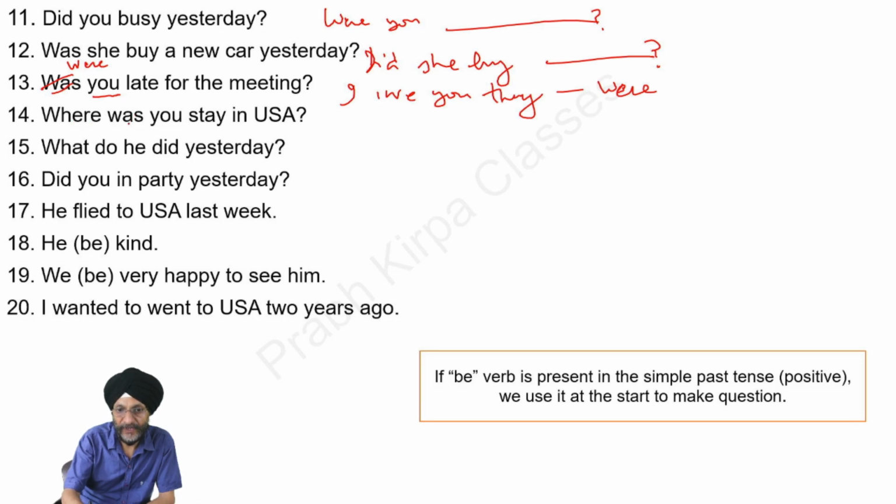In the same way, where was you stay in USA? What is meant is, where you stayed in USA. So this is also a verb, was. Stay is also a verb. Here we are not to use was, we are to use did. Where did you stay in USA?